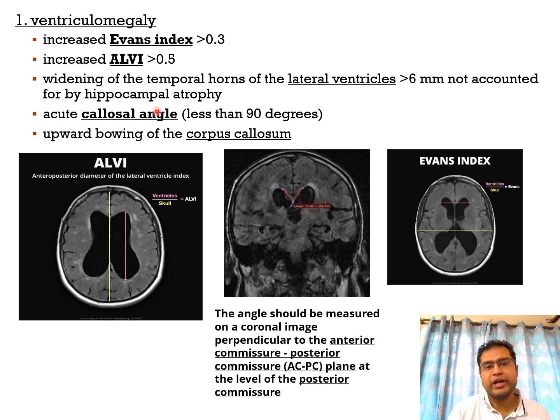And then there is acute callosal angle, which is measured in the coronal sections. The angle should be measured at the coronal image perpendicular to the anterior commissure posterior commissure plane at the level of the posterior commissure. So this is the callosal angle, which if less than 90 degrees indicates ventriculomegaly. And then there is upward bowing of the corpus callosum, which is seen on sagittal images.